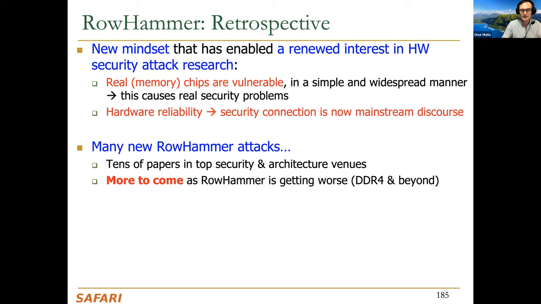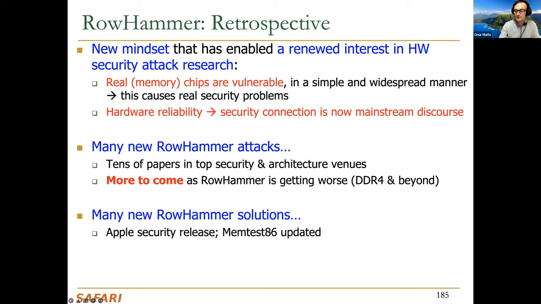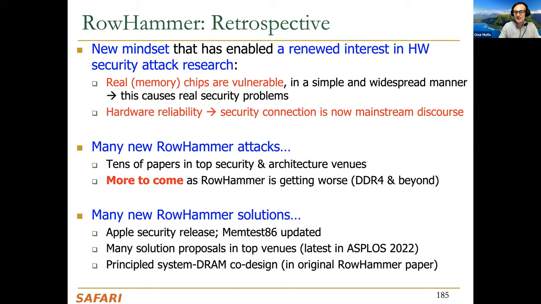And people are going to propose new RowHammer solutions. This is also increasing. And you can see the original works like Apple Security Release. Memtest actually was the first people to react to our paper was the memory testing folks. This Memtest x86 program is used by many machines. It's a company basically that does memory testing. And they introduced a RowHammer test. And after they introduced the RowHammer test, they were basically getting a lot of emails from people saying that my DRAM fails in these tests. Why? Well, basically because a lot of the DRAM is vulnerable to RowHammer. And there are many solution proposals in top venues also. And I believe principled system DRAM co-design is really important, and there's more to come over here.